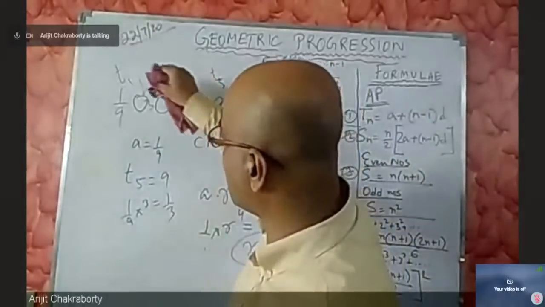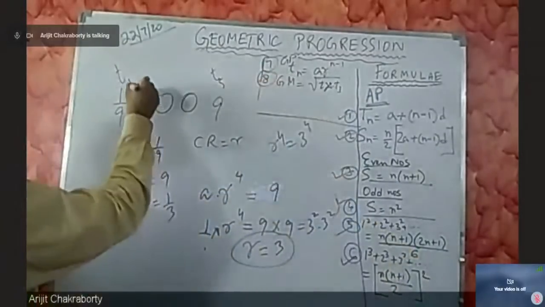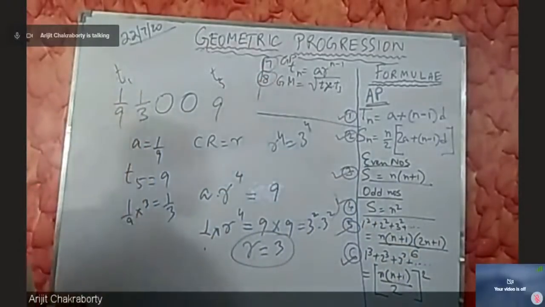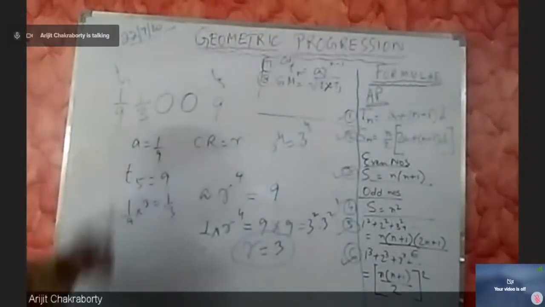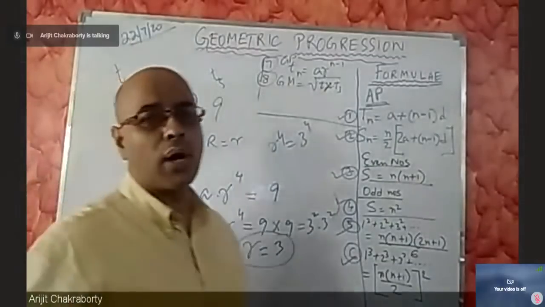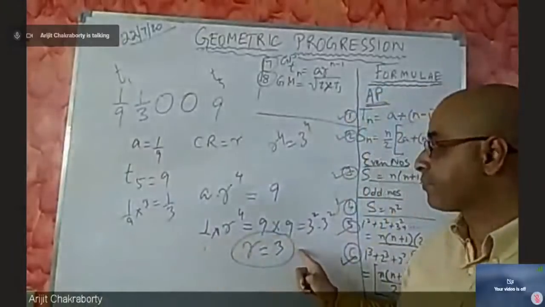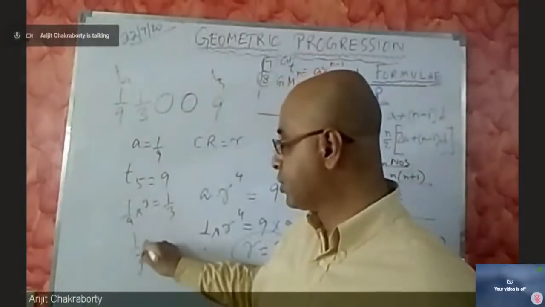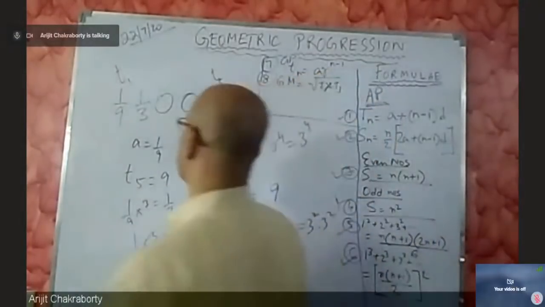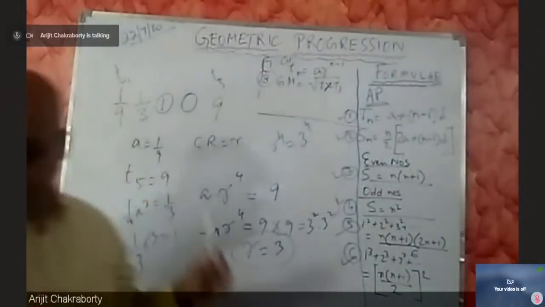So I now put 1 by 3 here. The first geometric mean is 1 by 3. So we have got the second term. We know the second term is 1 by 3 and the common ratio is 3. So what is the third term? It will be 1 by 3 into 3, that is 1. So I write 1 here. So we have got 1 by 9, then 1 by 3, then 1.